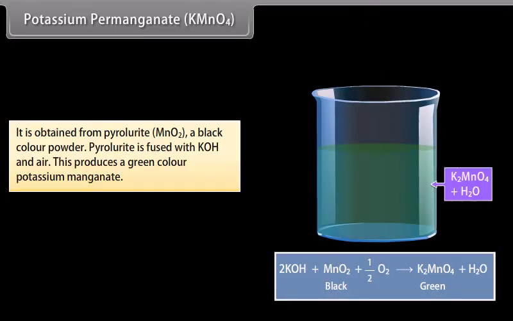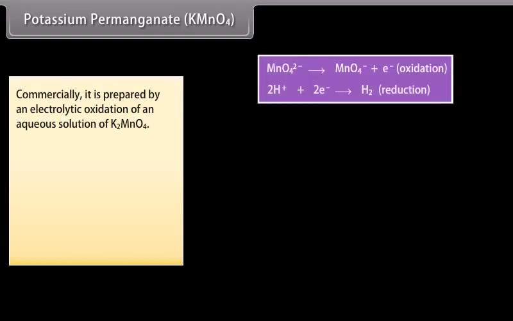Pyrolusite is fused with KOH and air. This produces a green colored potassium manganate. Commercially, it is prepared by the electrolytic oxidation of an aqueous solution of K2MnO4.